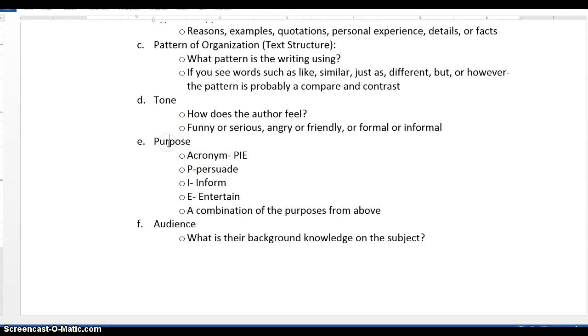Next is purpose. We've talked about the acronym PIE before in another presentation, but P stands for persuade, I for inform, and E for entertain. And then, of course, we could do a combination of the purposes above. So again, acronym PIE. Why are you writing this? Are you trying to persuade me? Are you trying to inform me? Or are you trying to entertain me?